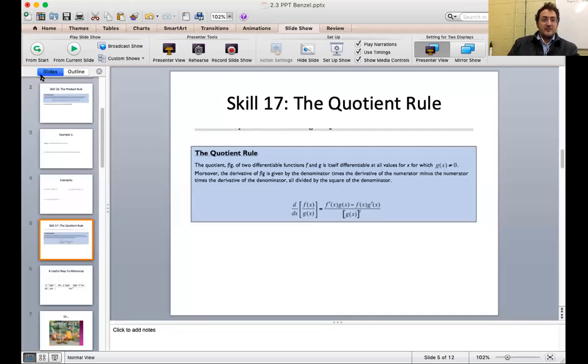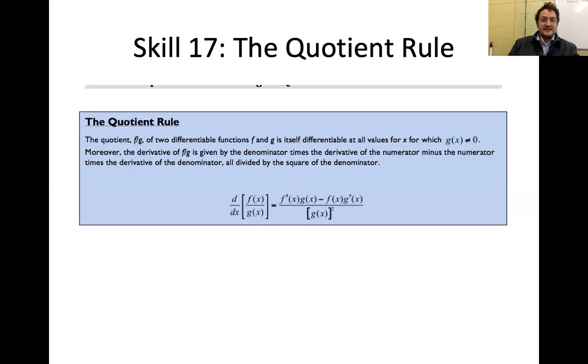Well, ladies and gentlemen, welcome back here to skill 17. This is called the quotient rule. So quotient rule, very similar in a lot of ways to the product rule, except the formula is a little bit different and you're dealing with a quotient type of scenario. So maybe I give you a function to take the derivative of.